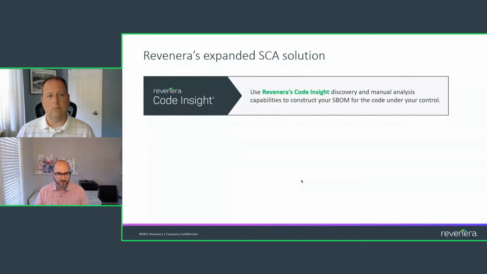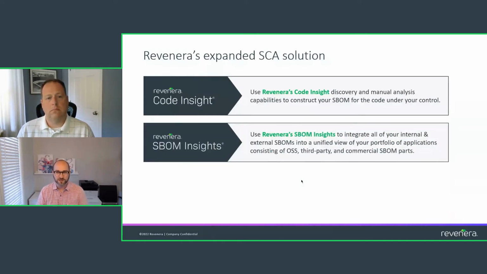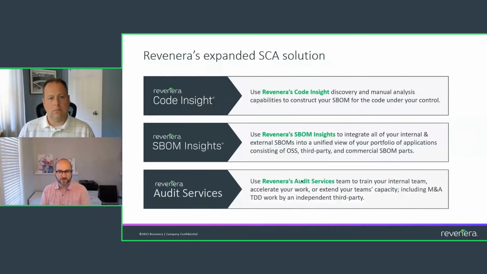So given this new product, we now have 3 offerings. We have Code Insight, which is intended to be a discovery and manual analysis set of capabilities to help you construct your SBOM for the code under your control. We now have SBOM Insights, which is designed to integrate all of your internal and external SBOMs into a single unified view across your portfolio of applications that consist of open source, third-party, and commercial software bill of material parts. And we have a services team that can be used to train your internal team, to accelerate any work, to extend your team's capacity, and also as part of any M&A technical due diligence work that needs to be done by an independent third party.